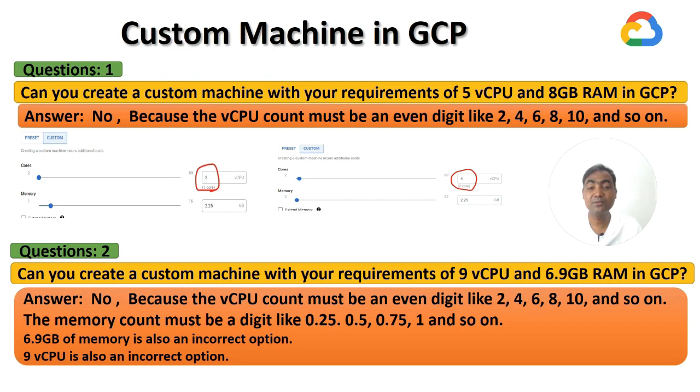Guys, I hope now you understand. Whenever you select your memory, the count must be a multiple like 0.25 GB, 0.5 GB, 0.75 GB, 1 and so on. And whenever you select your vCPU, you start with 2, 4, 6, 8, 10. Always the count you select must be an even number. I hope now you understand it.